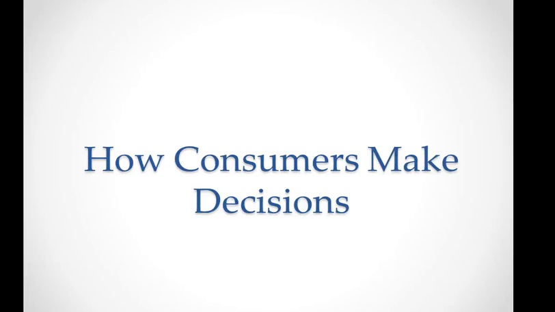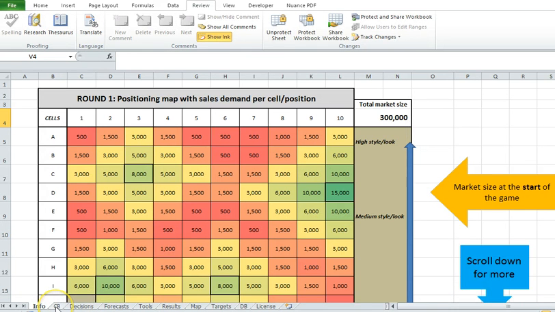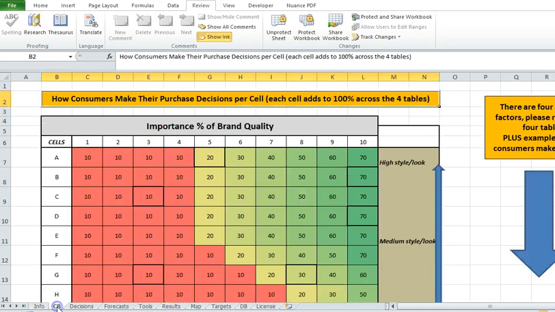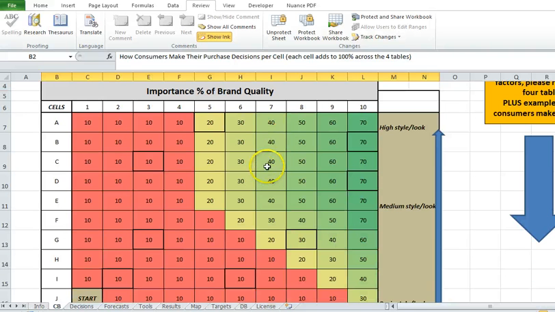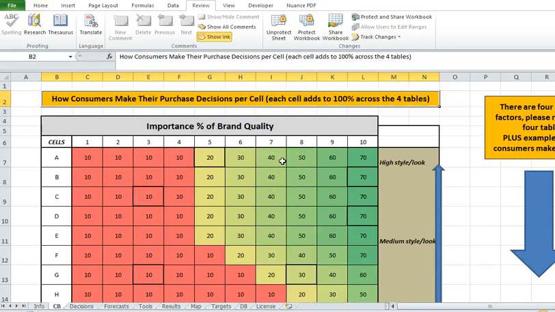Let's now move to the next tab of the spreadsheet, and let's work out how consumers choose between products and brands in the marketplace. So consumer behavior is on the CB tab, and this will bring up how consumers make their purchase decisions in each cell. There are 4 consideration points for consumers. Again, we're structured around this positioning map to get a sense of how they make these decisions.